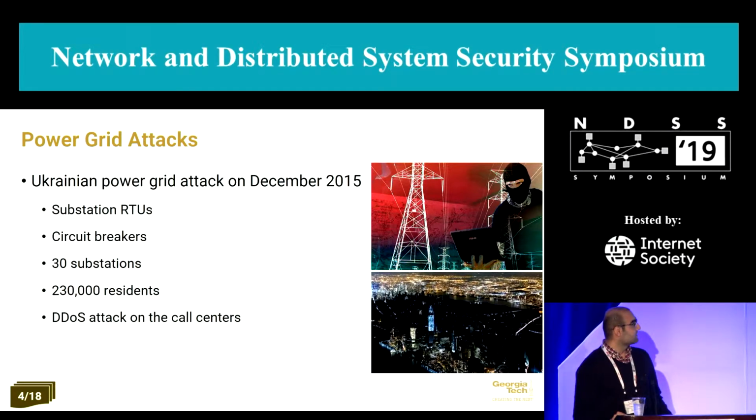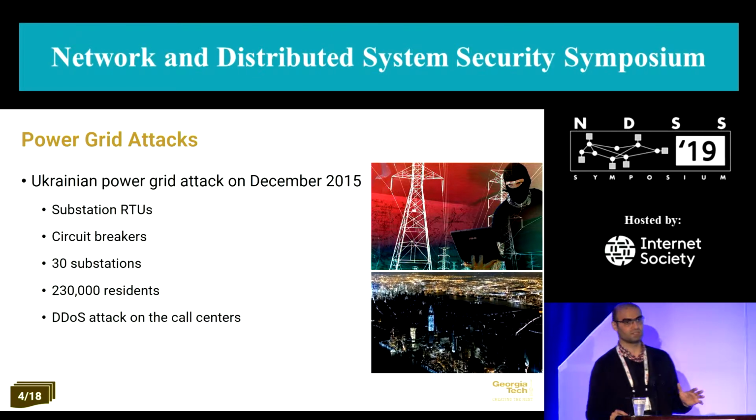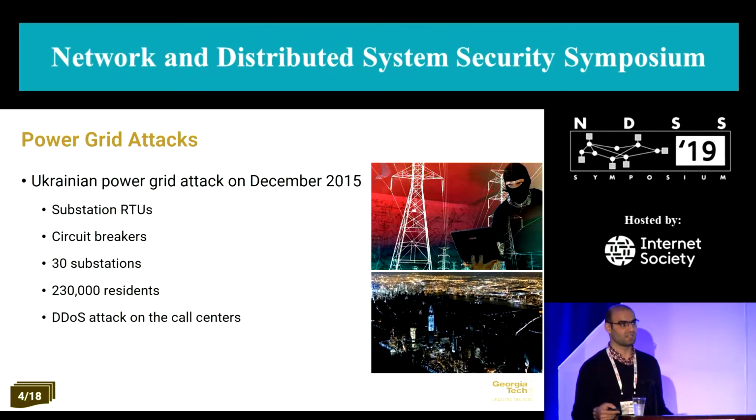Power grid attacks basically started with the Ukrainian power grid attack, which happened in December 2015. During this attack, attackers got access to the substation RTUs. They opened circuit breakers to simply cut the power to the customers. They affected more than 30 substations and 230,000 residents for more than 6 hours. And they also simultaneously launched a distributed denial of service attack on the call centers so that the power companies couldn't hear the complaints for 6 hours. So they basically didn't have a clue what was going on in their grid.